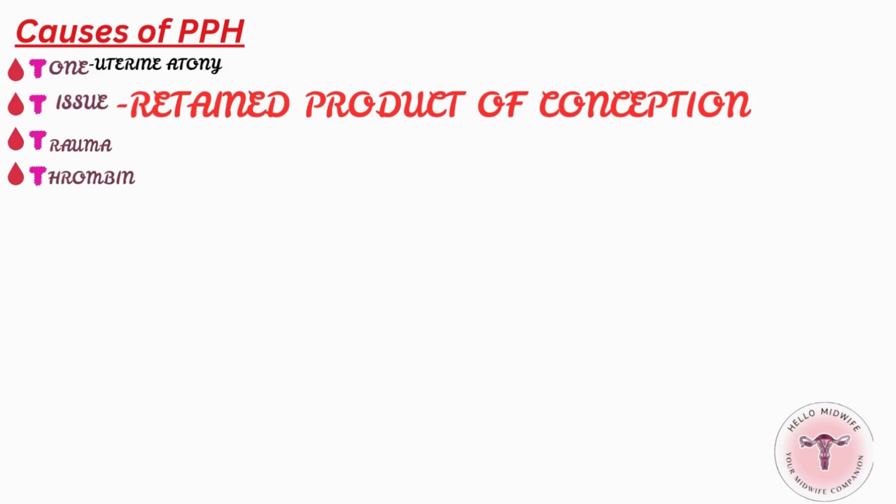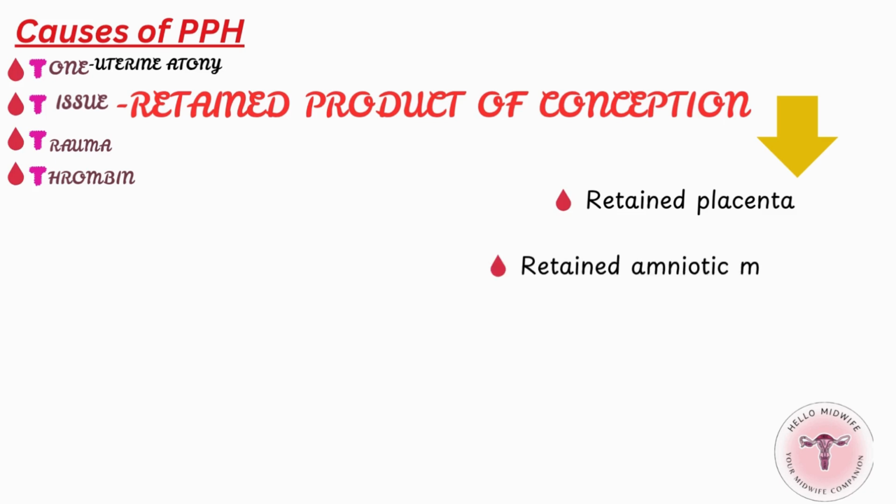Moving on to tissue, postpartum hemorrhage can occur when parts of the placenta or amniotic membranes are not completely removed after birth. This can be referred to as retained products of conception. Retained tissue inside the uterus can prevent it from contracting properly, which results in ongoing bleeding. Another cause is abnormal placental attachment, such as placenta accreta, where the placenta grows too deeply into the uterine wall. This makes it difficult for the placenta to separate naturally after birth, increasing the risk of severe bleeding.